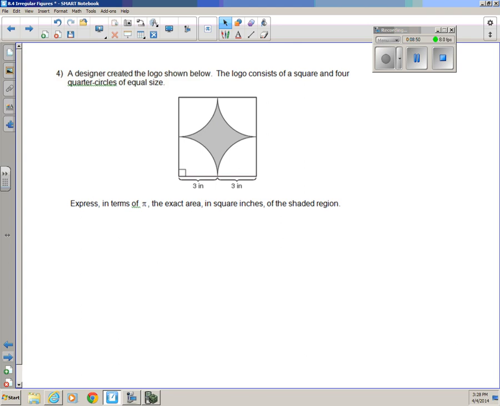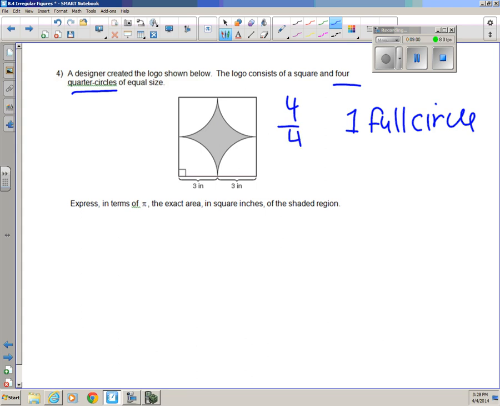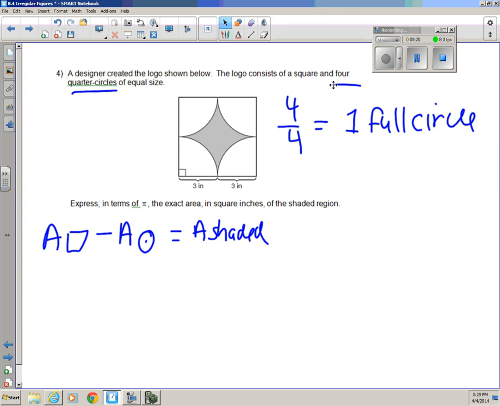The fact that you've got 4 quarter circles, that equals 1 full circle, right? So 4 quarters equals 1 full circle. So what we're going to have to do to figure out what's shaded is kind of what we've been doing on some of the other ones. If we can find out the area of the square minus the area of the one whole circle, that's going to end up equaling the area of what's shaded. So let's take this piece by piece.